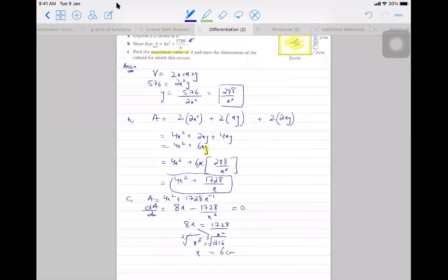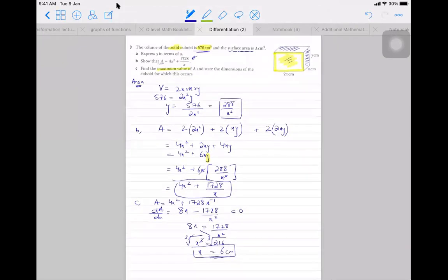Now the question is saying, find the maximum value of A and state the dimension of the cuboid for which this occurred. So if the value of x is 6, what are going to be the dimensions? The length is going to be 2 times 6, 12. The width is 6. And the height is y. And y was equal to 288 upon x squared. So 288 upon 36 is 8. So this cuboid has a length of 12 centimeter, width is 6 centimeter, and the height is 8 centimeter.